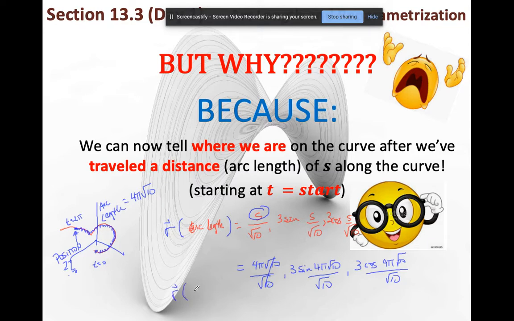So the position after traveling 4 pi root 10 units is 4 pi. Sine of 4 pi is 0. Cosine of 4 pi is 1. There is my position after traveling 4 pi root 10 units. OMG. Check. Let's do another one.